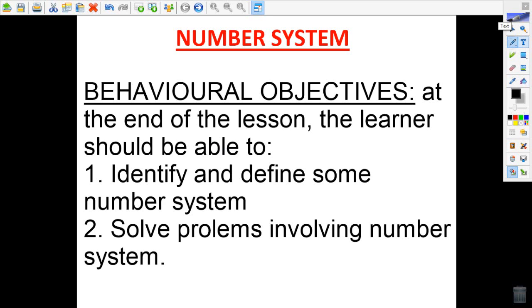Today, we'll be looking at the topic number system. At the end of the lesson, I expect each and every one of you here to identify and define some number system and solve problems involving number system.